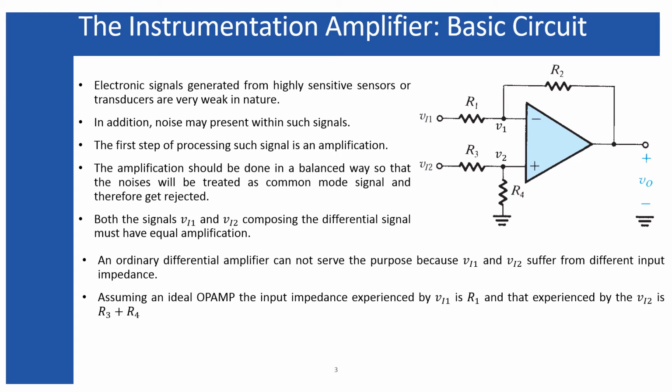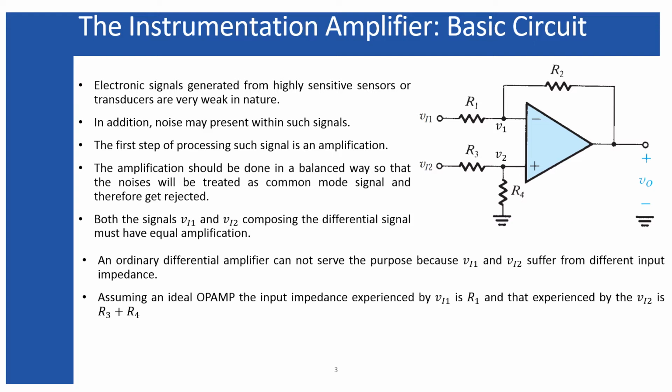The application of the instrumentation amplifier is very important in signal processing, especially for those signals which are coming from some transducers or from some sensors, because the signals coming from transducers or sensors are very weak in nature. In addition to that, some noises may also be present within those signals. So therefore, the noise which appears as a common mode or common voltage to those signals can be cancelled if those signals are processed by some differential amplifier.